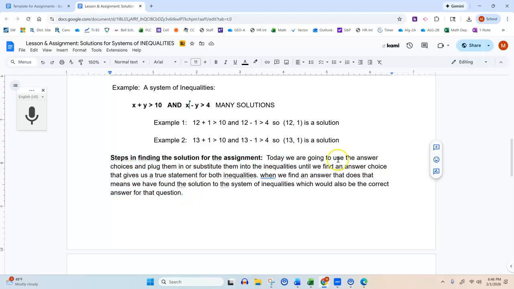What we're going to do is use the answer choices and plug them in, or substitute them, into the inequalities until we find an answer choice that gives us a true statement for both inequalities. When we find an answer that does, that means we have found the solution to the system of inequalities, and that will be the correct answer, okay? So that's what we're going to do today. Let's go back to the assignment.